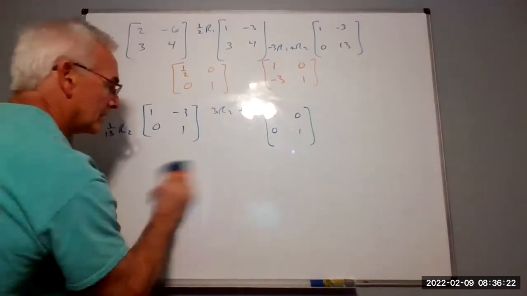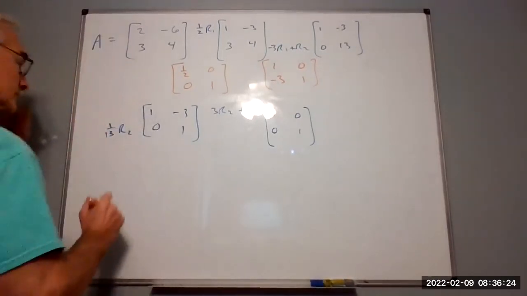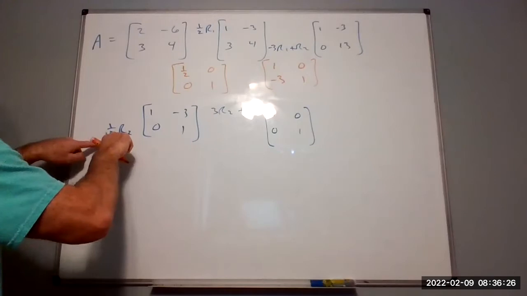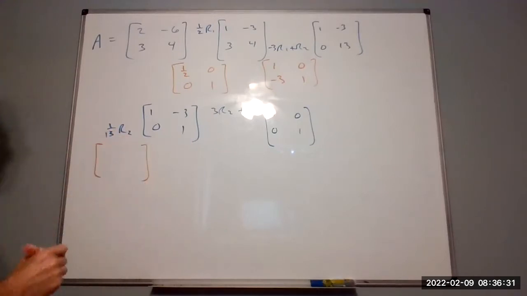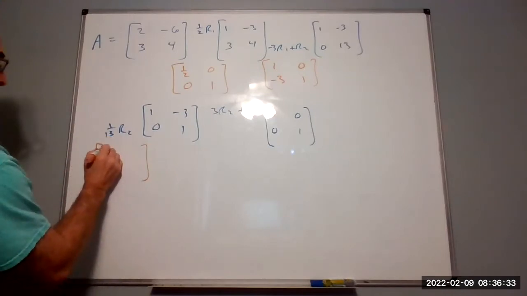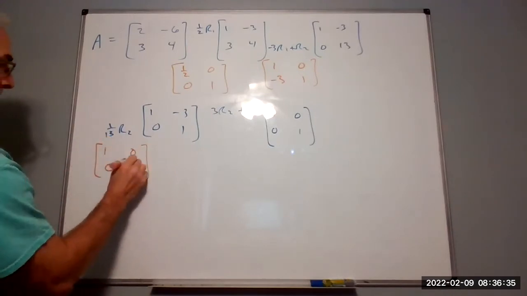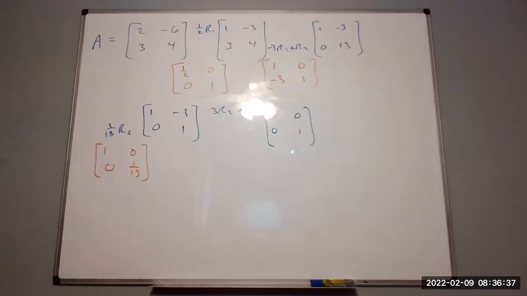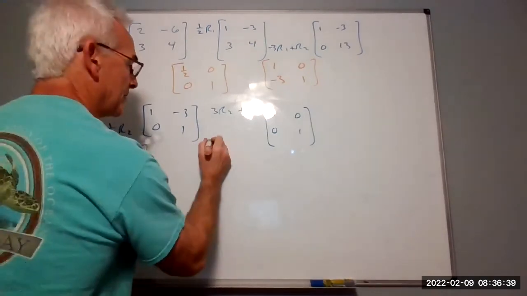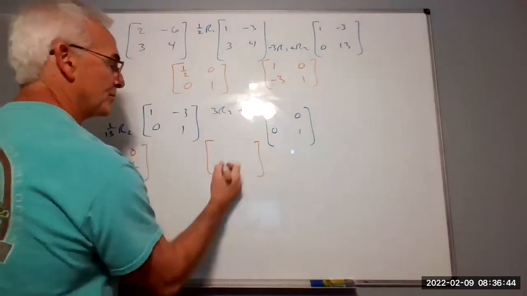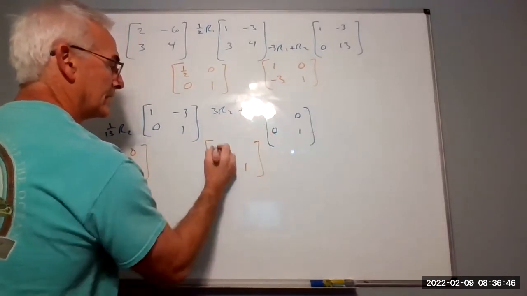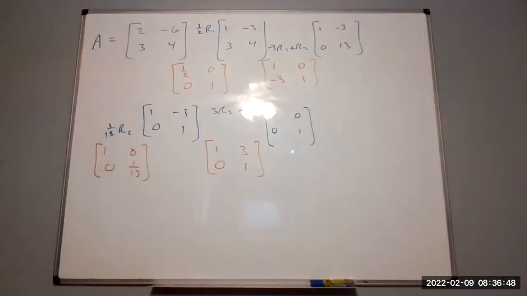What if I did this to an identity matrix? And I'm putting my matrix right under the row operation. If I did this to an identity matrix, I would get this. And what if I did this to an identity matrix? If I took 3 row 2s and added it to row 1, I would get this. Okay? So, that's really neat.